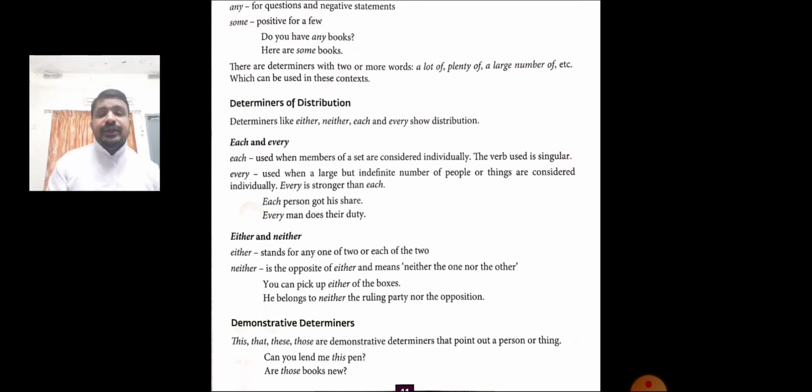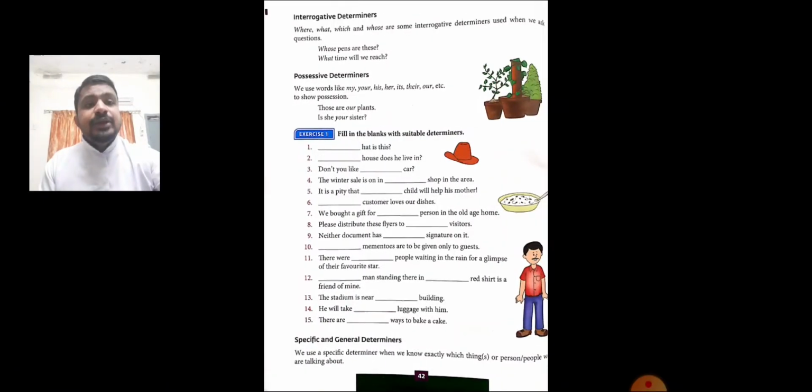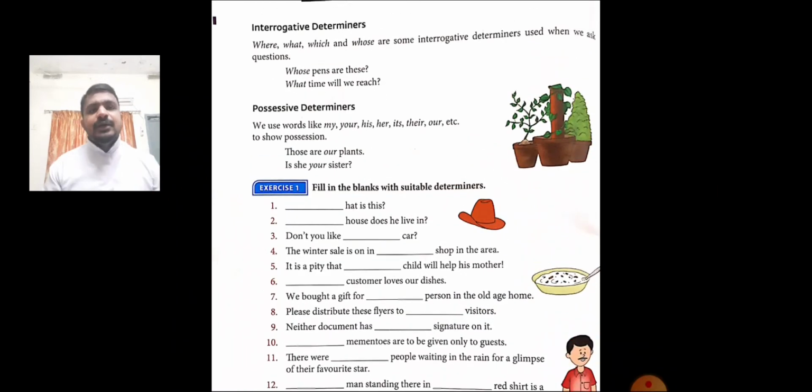Now we are moving to another one, demonstrative determiners. This, that, these, those are called demonstrative determiners that point out a person or thing. Can you lend me this pen? Are those books new? Now we shall move to interrogative determiners, the fifth one. Where, what, which, and whose are some of the interrogative determiners used when we ask questions.